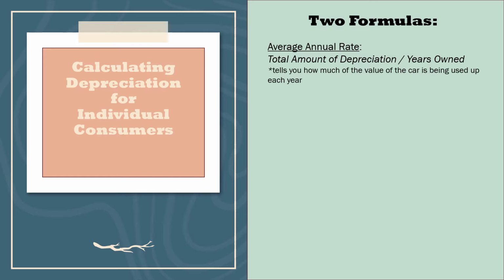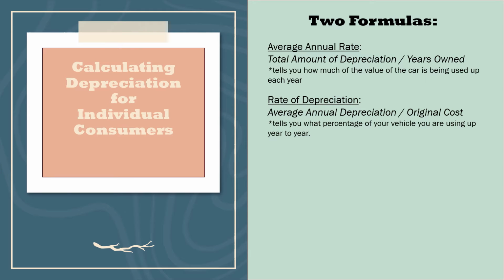But the point is, when you're doing your analysis, if you're trying to say how much does this vehicle cost me per year, you're saying how much has it cost me so far per year. So that would be your average annual rate, and that says how much is being used up each year that you've owned the car on average. The other calculation we'll look at is the rate of depreciation. So to calculate the rate of depreciation, you're going to take that average annual depreciation that you calculated up here, and you're going to divide that by the original cost.